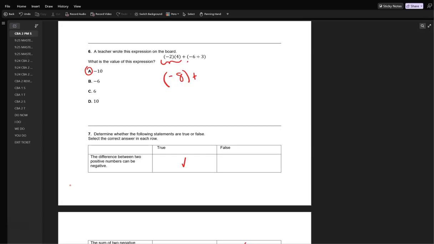Let's do this back part over here. 6 divided by 3 is 2. Again, different signs means we're going to have a negative product, or in this case, quotient. And now we want to add. So let's go ahead and simply do that and keep the sign. Okay.